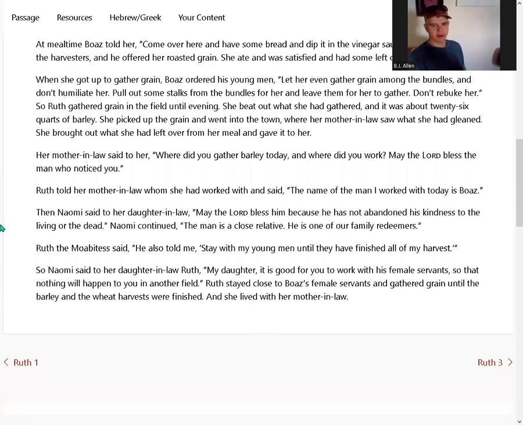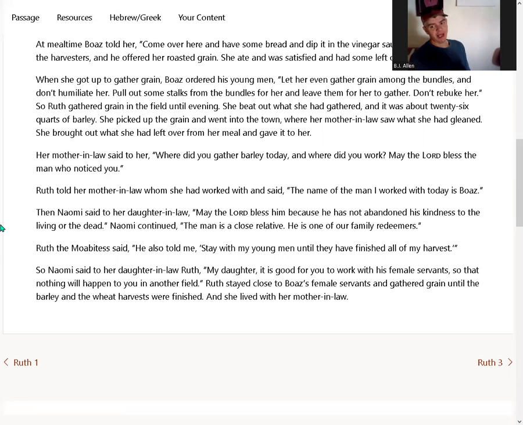When she got up to gather grain, Boaz ordered his young men, "Let her even gather grain among the bundles. Do not humiliate her. Pull out some stalks from the bundles for her and leave them for her to gather. Don't rebuke her." So Ruth gathered grain in the field until evening.